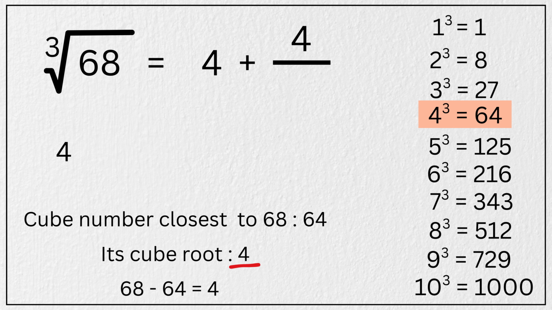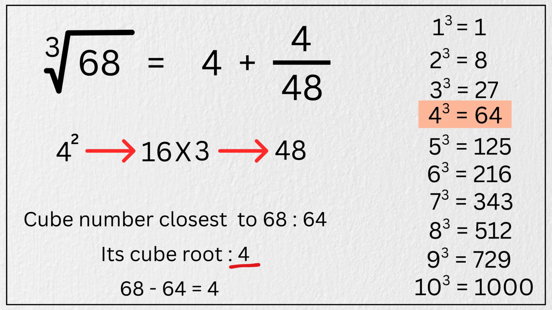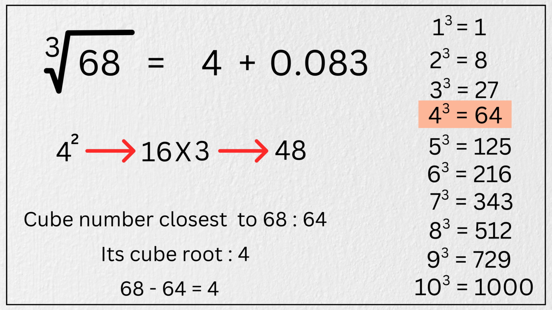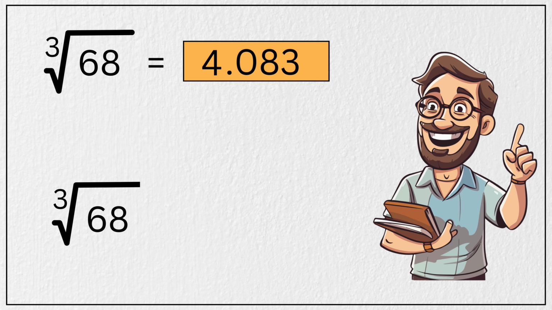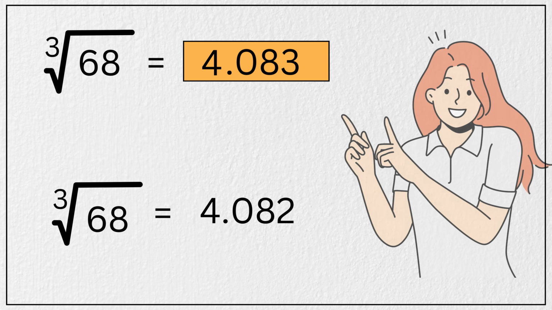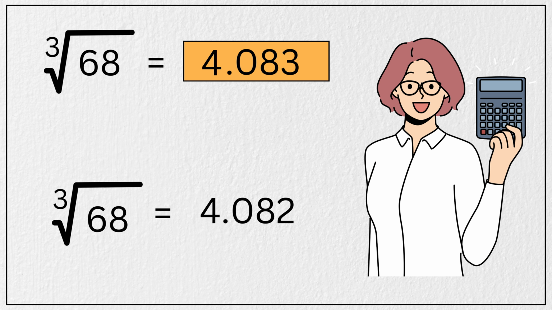Now take the square of this 4, which is 16, and since we are finding a cube root, multiply it by 3. That gives you 48. Put that here in the denominator. Now simplifying this, we get 4 over 48, which is 1 over 12, which gives 0.083. Now add this to 4 to get 4.083, and that is our answer. The actual cube root of 68 is about 4.082. So our estimate is super close and much faster than a calculator.